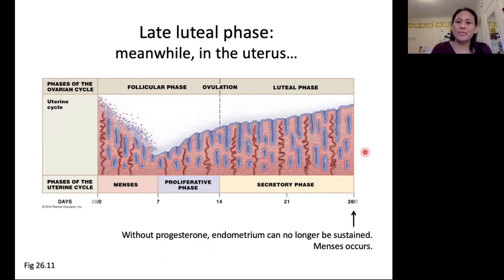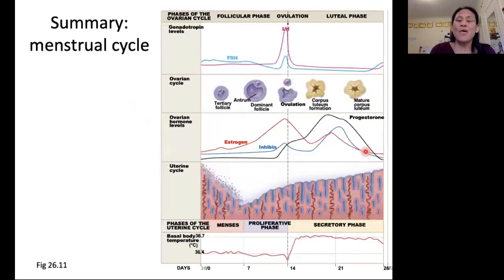So in the ovaries, we are able to recruit new follicles because our corpus luteum died. In the uterus, we are re-entering menses because our corpus luteum died. And overall, that causes us to restart the menstrual cycle. Okay, so that pretty much closes our discussion of the menstrual cycle.